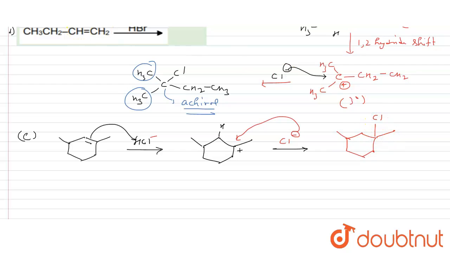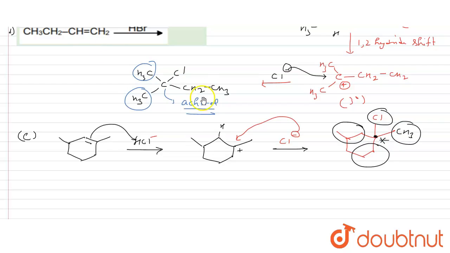So now you can see there are 4 different groups. This is a methyl group, another different group, and here this becomes another group, and here this becomes another group, and this is chlorine. That means this particular carbon becomes chiral. That means it will form a racemic mixture.